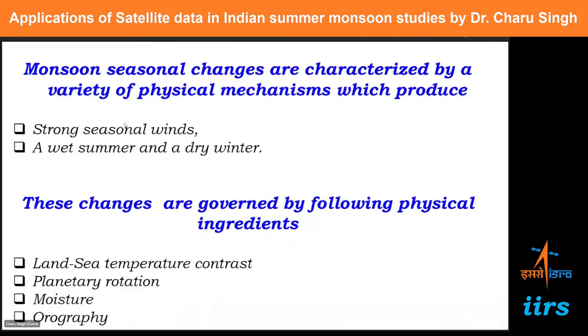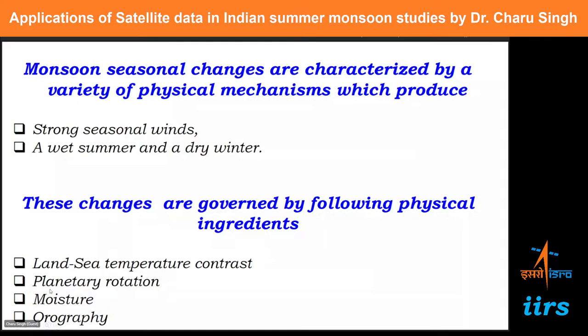Now, during the monsoon season, we observe several changes, and these seasonal changes are characterized by a variety of physical mechanisms which produce strong seasonal winds, which carry moisture over the Indian land region, and we also witness a wet summer and a dry winter. These changes that we observe over Indian land region during the monsoon season are governed by the physical ingredients which are listed here. First of all, we require the land-sea temperature contrast, which helps for the reversal of the wind direction and makes the easterlies the westerlies or the southwesterlies.